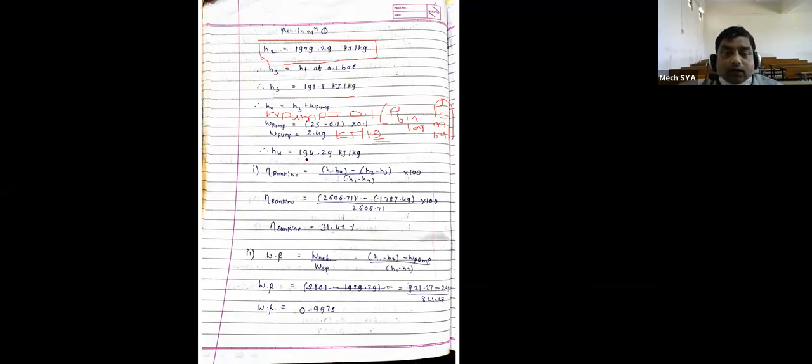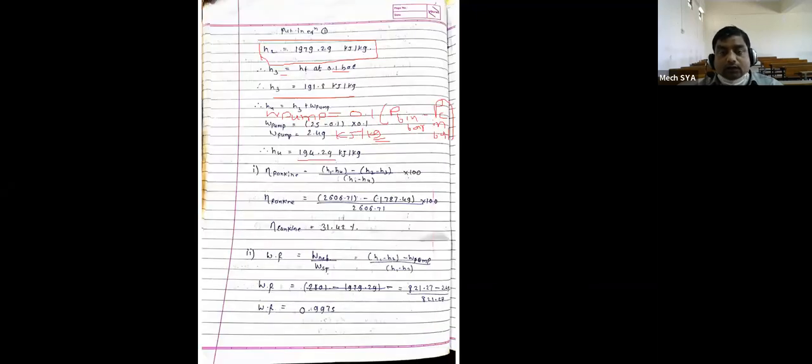H4 is equal to 194.29, H3 is 191.8, H2 is equal to 1979.28, H1 is equal to Hg at 25 bar. This value will be 2801, and therefore all H1, H2, H3, H4 we got. Therefore eta Rankine will become what?